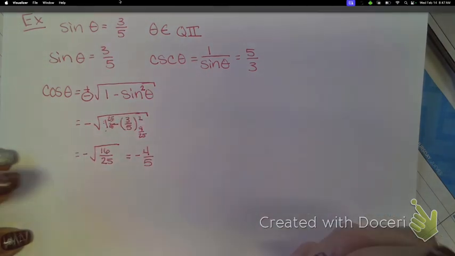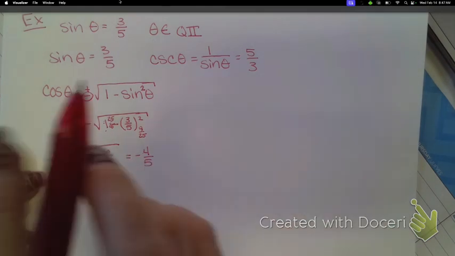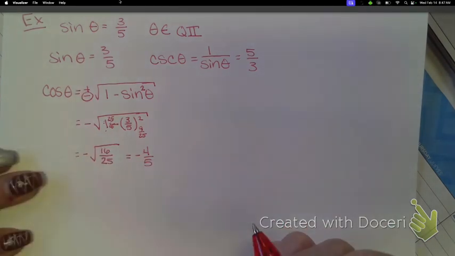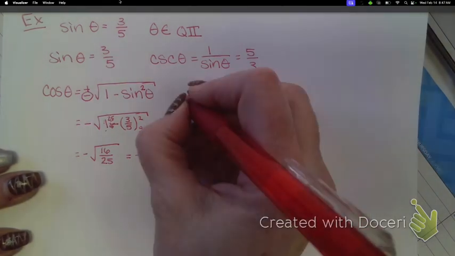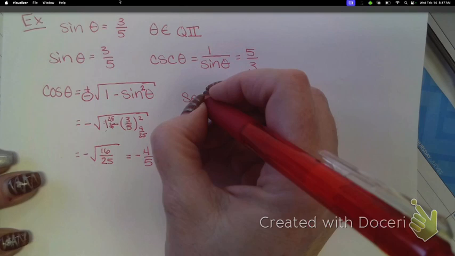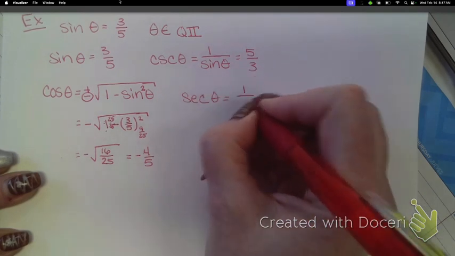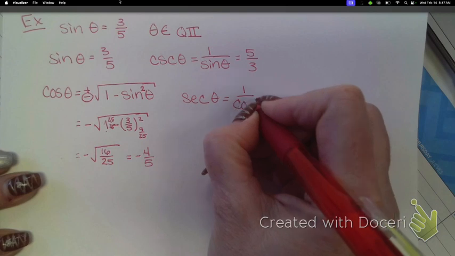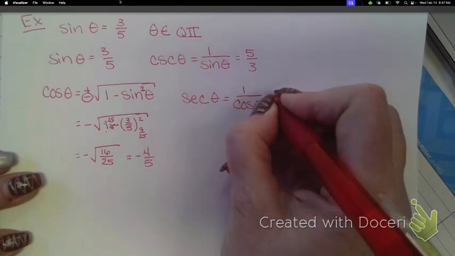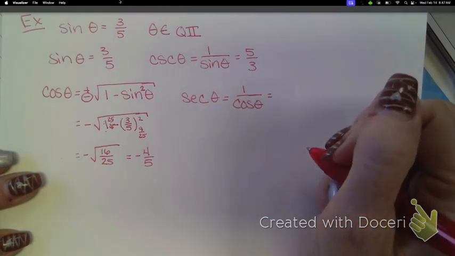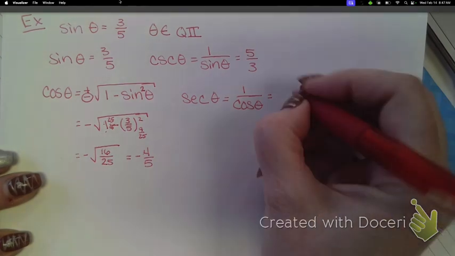So now I have cosine. What's my next thing? If I have cosine, I should find what? Secant, because they're reciprocals, right? So secant of theta equals 1 over cosine of theta, which equals negative 5/4.